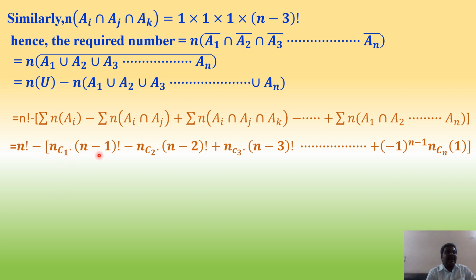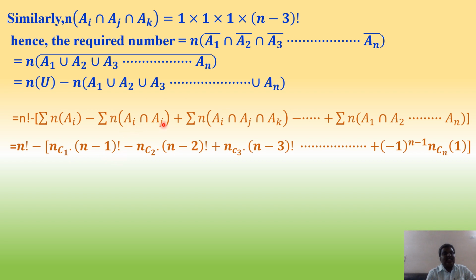The remaining go to what? N minus 1 factorial ways. So n of A1 is what? N minus 1 factorial. N of A2 is what? N minus 1 factorial. N of A3 is what? N minus 1 factorial. In this way, sigma n of Ai is what? NC1 into n minus 1 factorial ways.